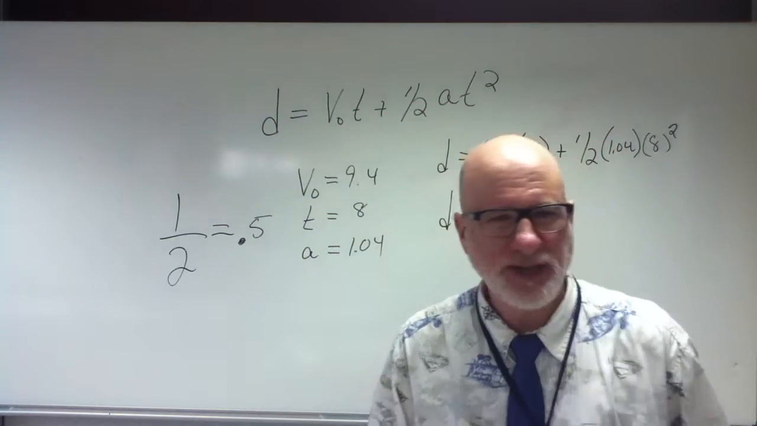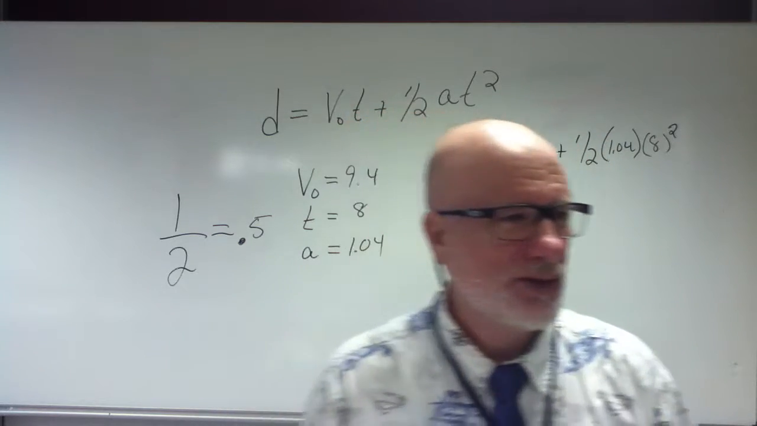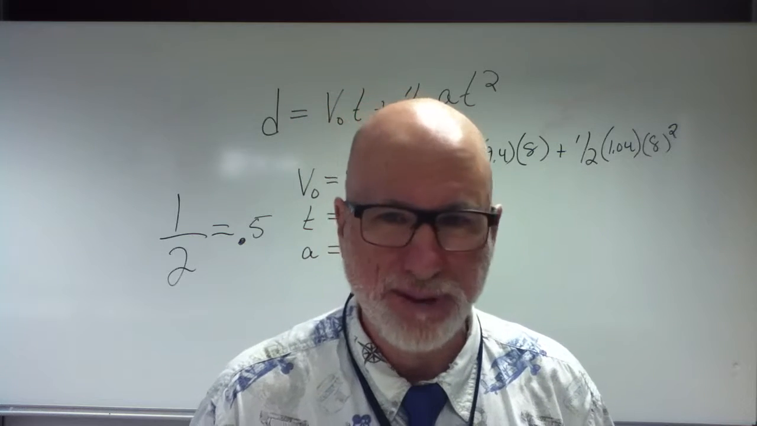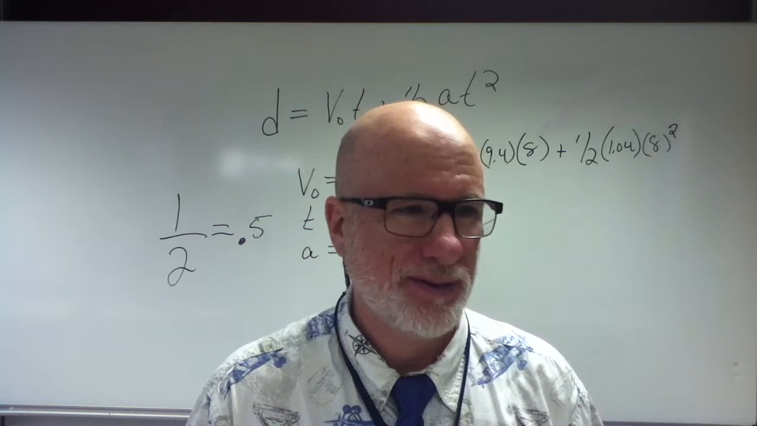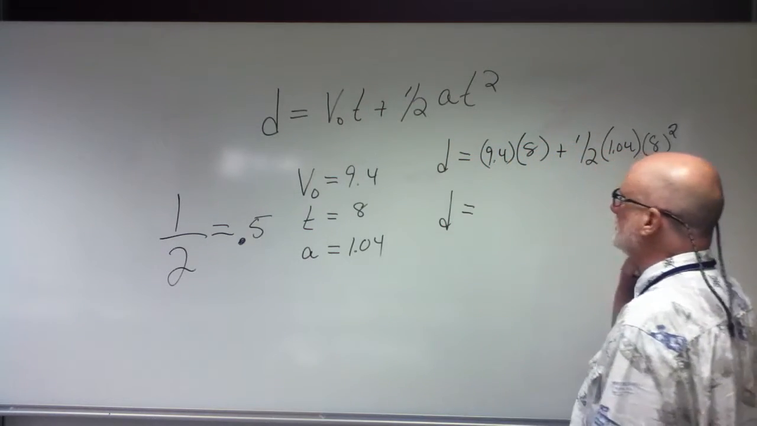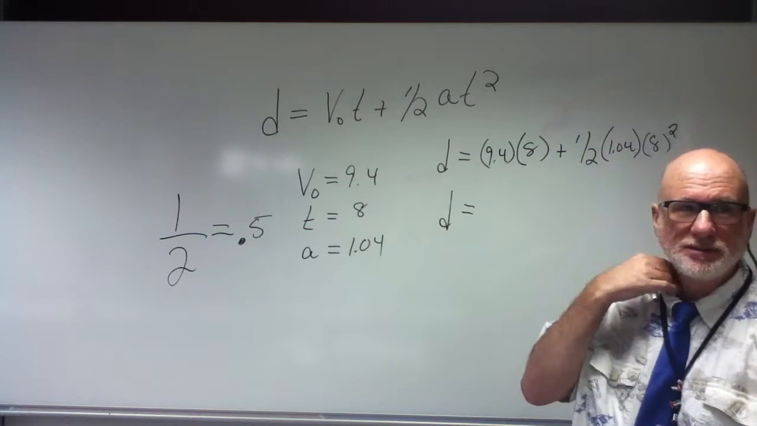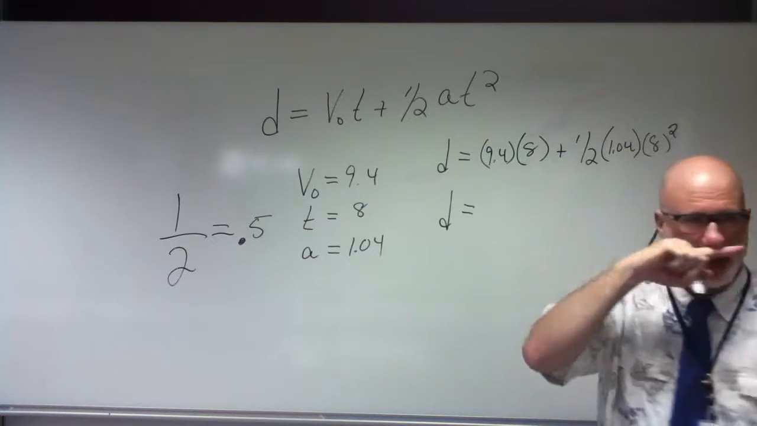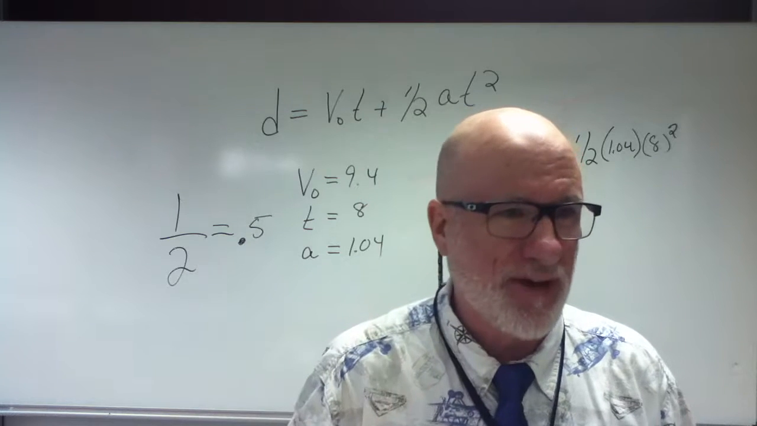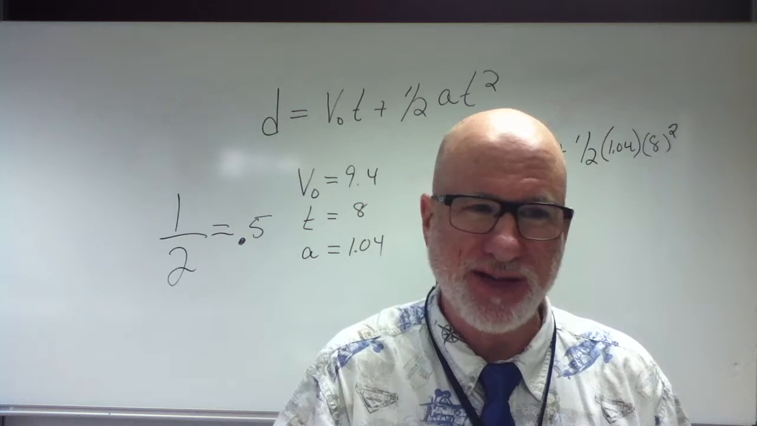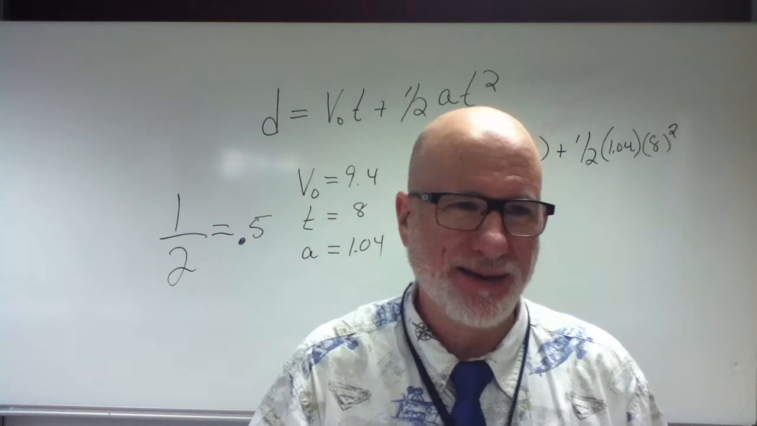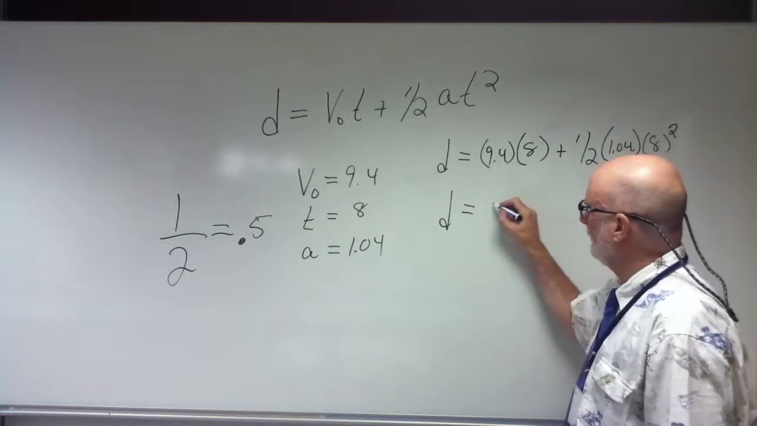All right, did we finish? I got the wrong answer. Remember, these answers are on the web. So, shall we do it in parts? What's 9.4 times 8? 75.2. Excellent usage of significant figures. So what did you get, Vivian? 75.2.